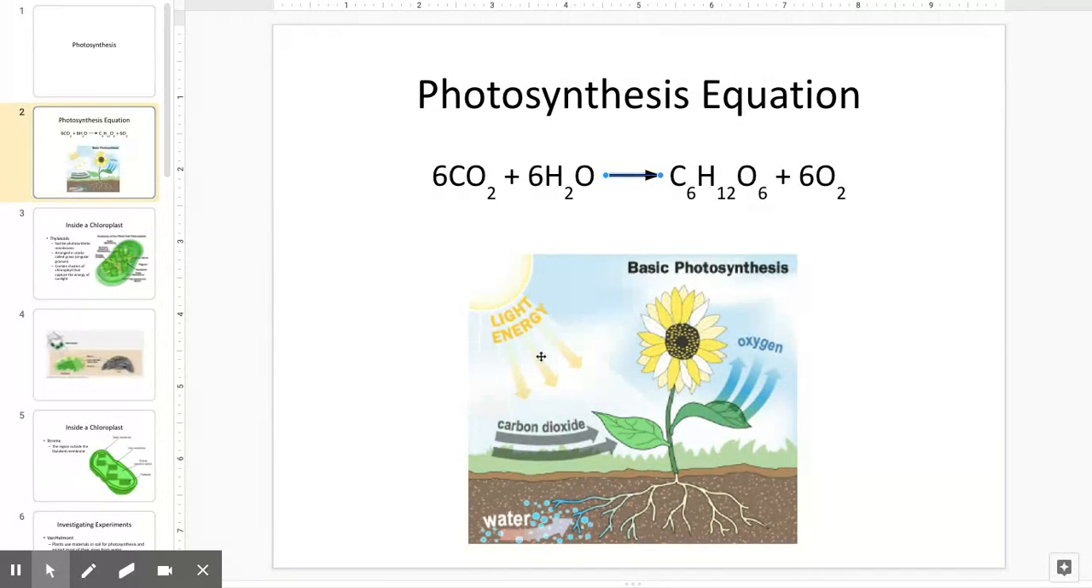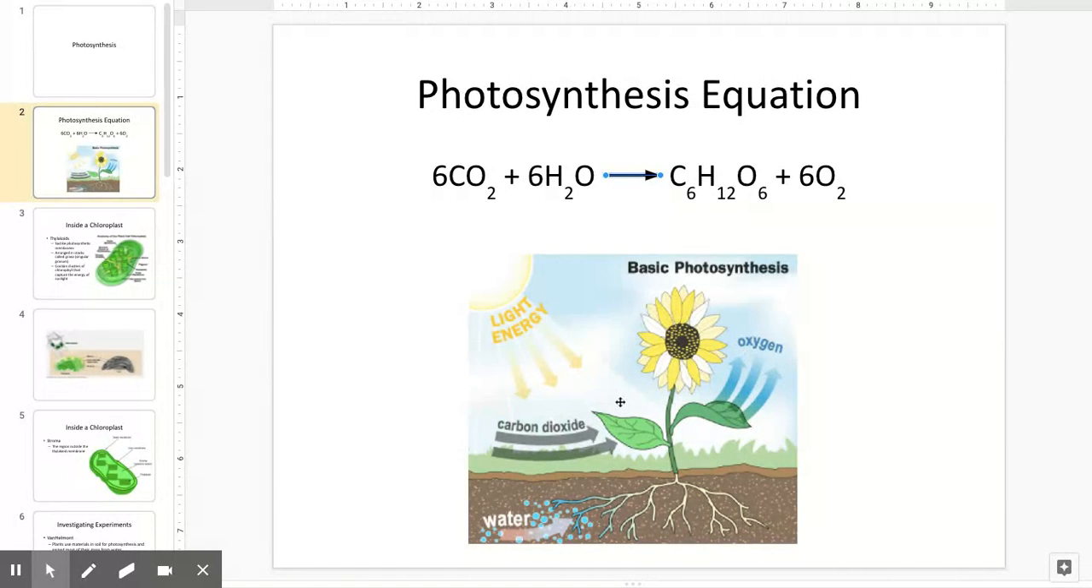And we can actually look at this image here and apply this equation to the image. If you take a moment to do so, you should be able to almost write a summary sentence saying, plants take in carbon dioxide and water, and in the presence of light, produce sugar and oxygen.